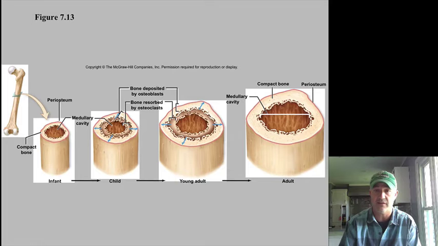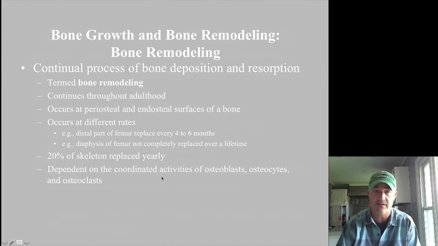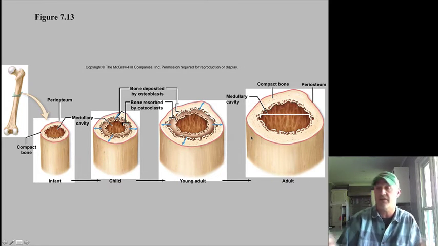And you can kind of see the idea right here. Obviously, we're laying down more bone as we go through this, but you can see, sorry, my mouse is a little touchy. You can see on this one here how we've taken bone out of the interior here, deposited it on the outside, and as you continue to do this, you can get a larger diameter bone.